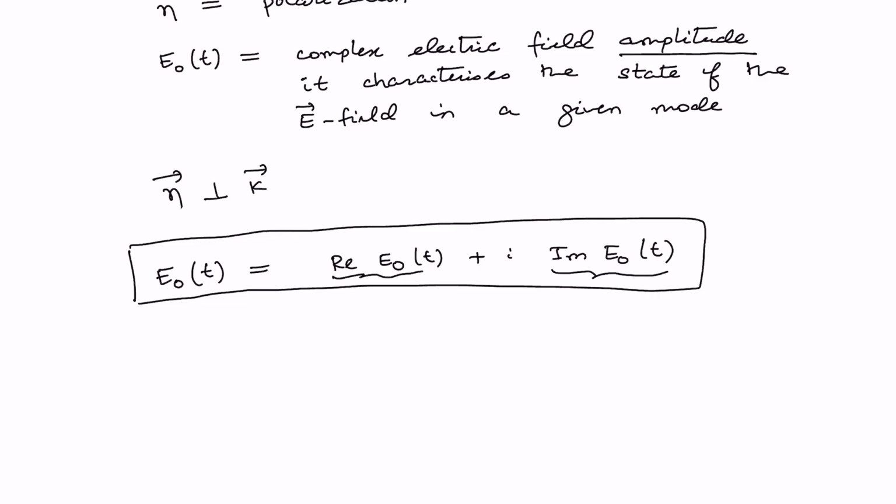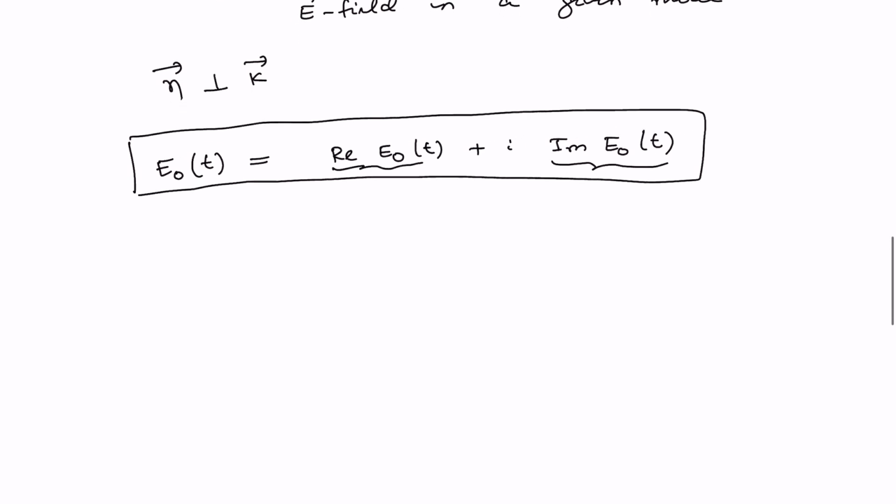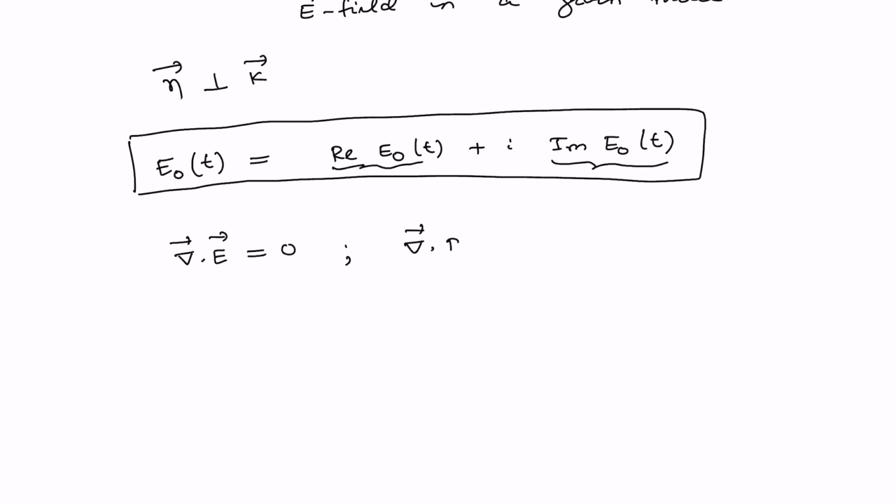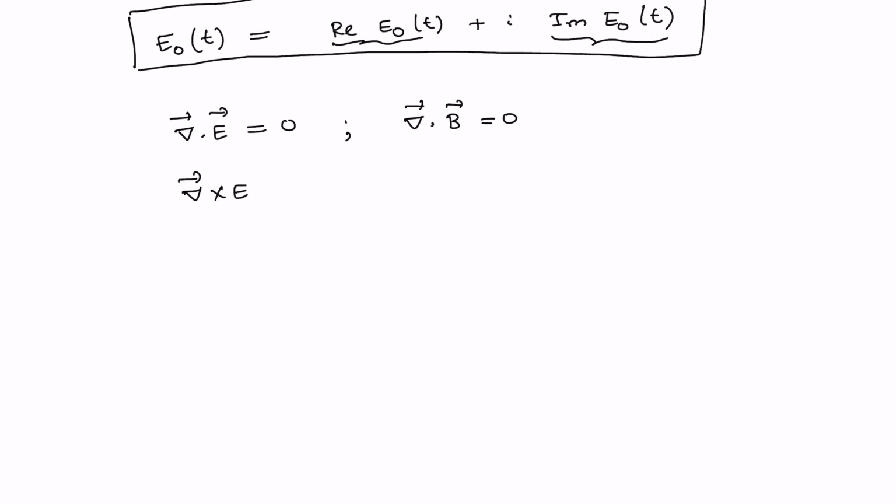However, before I go on to show you that, let us consider the so-called Maxwell equations in free space, which I am sure all of you must be familiar with. The Maxwell equations in free space are: divergence of E is equal to 0, divergence of B is equal to 0, curl of E is equal to minus del B del t, and curl of B is equal to 1 by c squared del E del t, where c is the speed of electromagnetic radiation in free space.